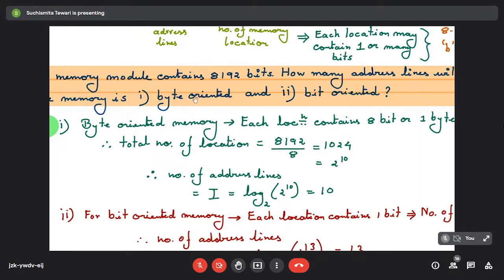Since it is a byte oriented memory, each location contains 8 bits or 1 byte. So how many locations do we need for the memory to be byte oriented? Simple. We divide the total number of bits by 8. So it turns out to be 1024, and whatever comes here you always try to convert in terms of 2 to the power something. So now 1024 is nothing but 2 to the power 10.